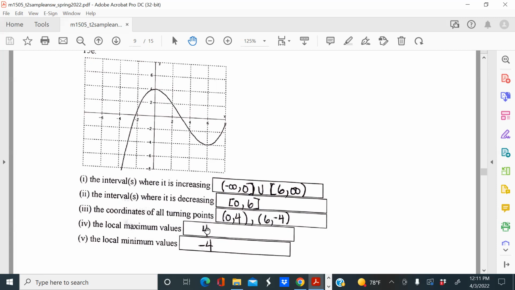What's our local maximum value? This peak turning point gives us a local maximum. What's the y-coordinate of this turning point? It's 4. So the local maximum value is 4, and the local minimum is the y-coordinate of this valley turning point, which is minus.